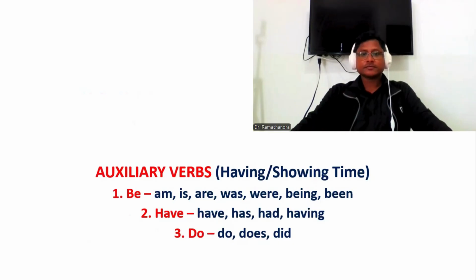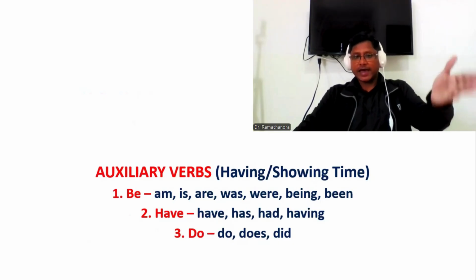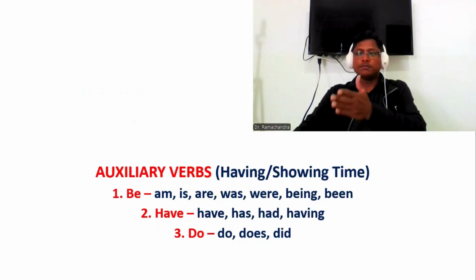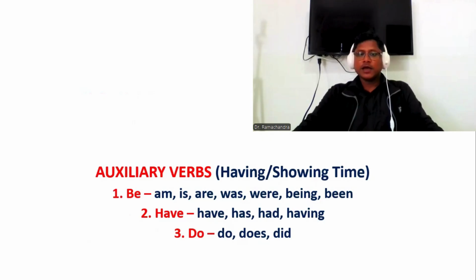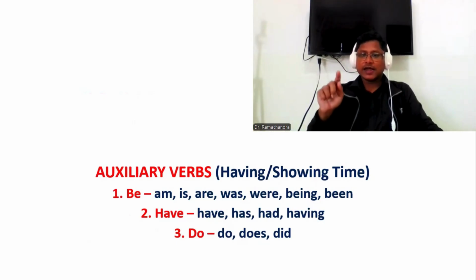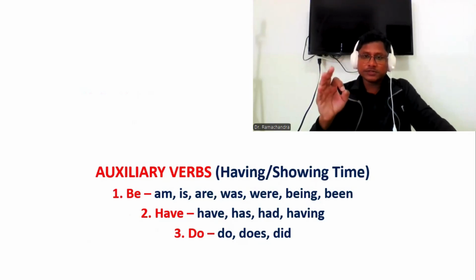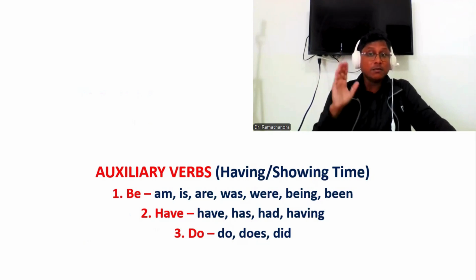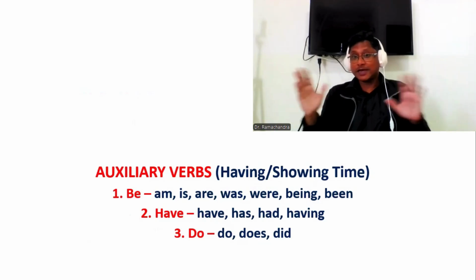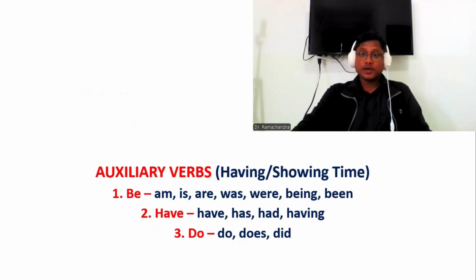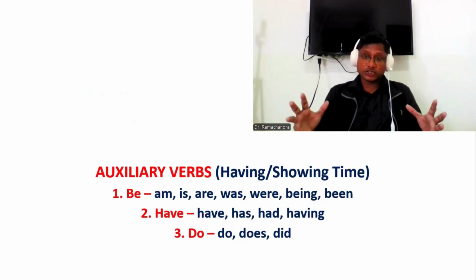Now look at this. Be: am, is, are, was, were, being, been. Have, has, had, having. Do, does, did. These are helping verbs or auxiliary verbs. They have only time, but modal verbs are different. I'm going to explain that one also, because we're going to enter communicative English.